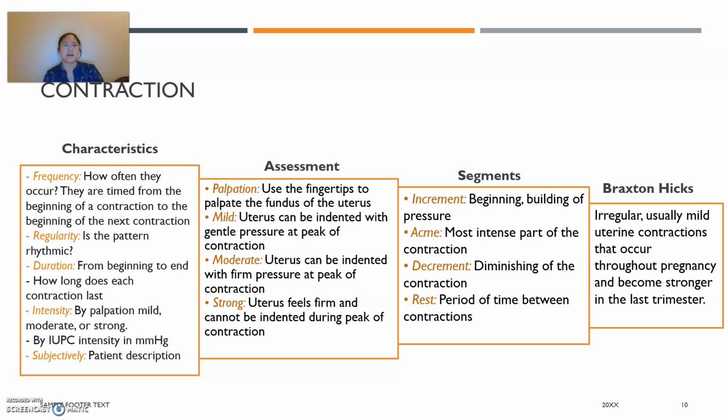So what are the segments of a contraction? The first one is increment, the beginning, building of the pressure. Next is acme, the most intense part of the contraction. The next is decrement, the diminishing of the contraction. And the last one is called rest, the period of time between contractions. And lastly, the Braxton Hicks contraction. It is an irregular, usually mild uterine contraction that occurs throughout pregnancy and becomes stronger in the last trimester.